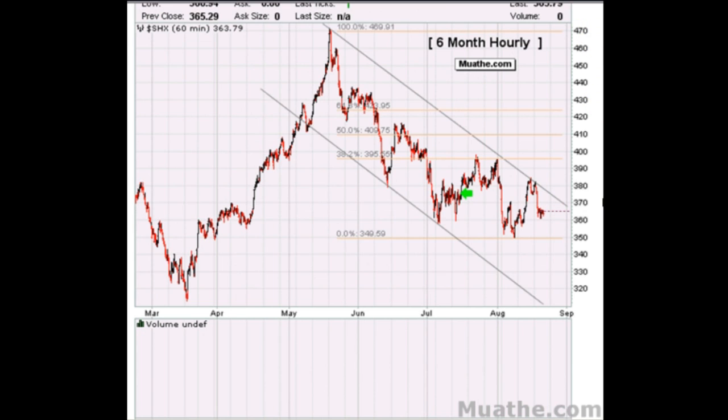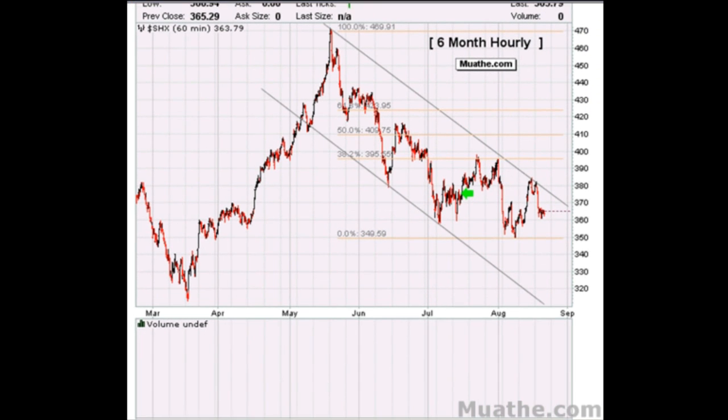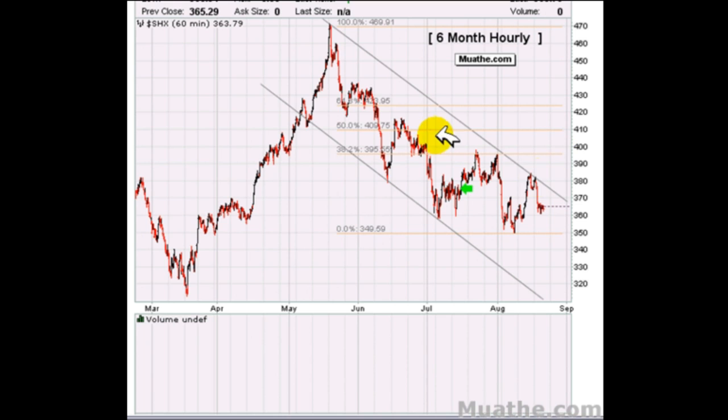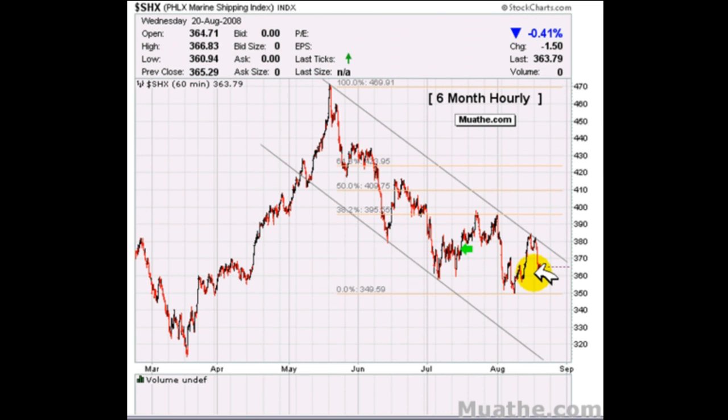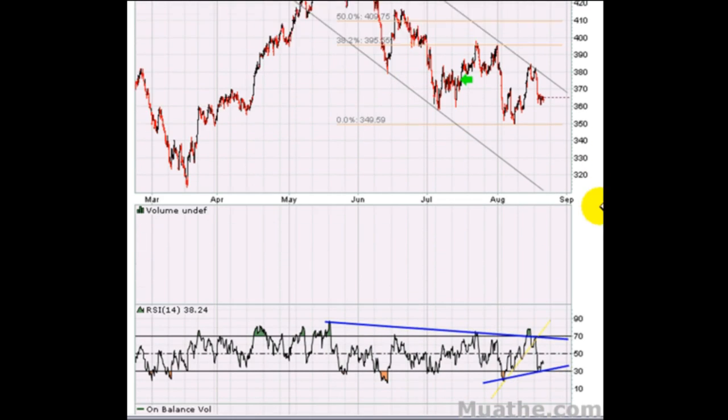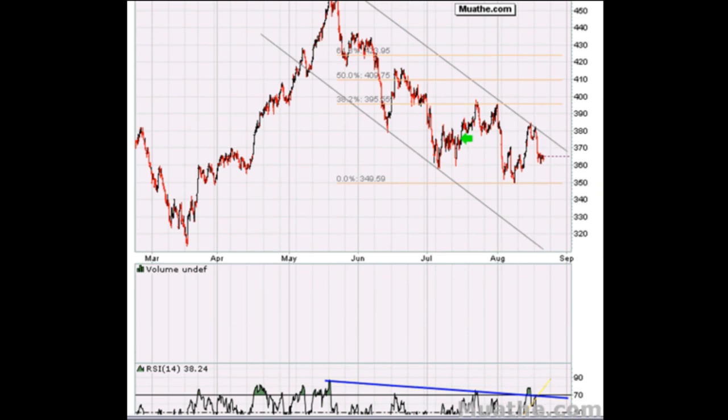I think this is the last of these examples. Here is the shipping index. The index has been in a downward trending channel, and you see it twice hit this resistance right here on the channel. So we can see that on the price channel. It's not debatable. That's what it is.